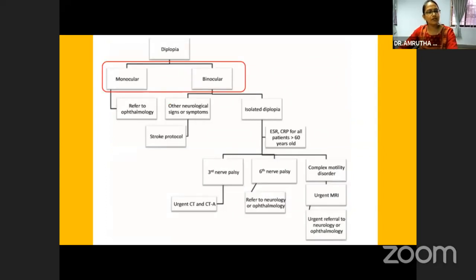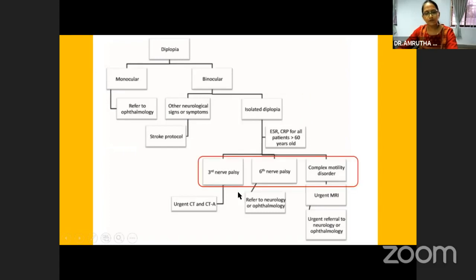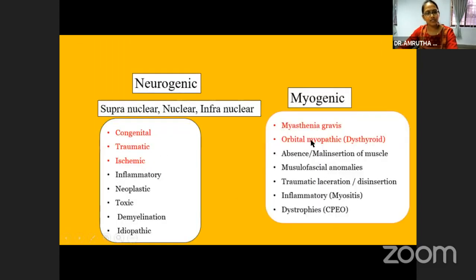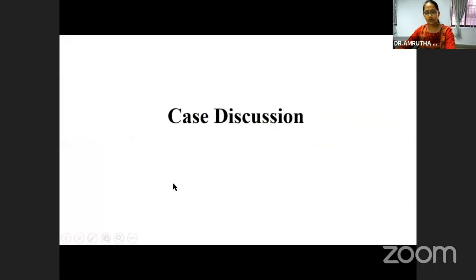So to recap, differentiate monocular diplopia from binocular diplopia. When you have neurological symptoms, have a neurologist consult, go in for imaging. Isolated palsies, do a detailed orthoptic evaluation, differentiate which cranial nerve or multiple cranial nerves, and decide on the imaging. When you have an older patient, go for blood investigations to look for giant cell arteritis. The most common causes are neurological, congenital, traumatic, and ischemic, and the most common myogenic origins could be myasthenia and orbital thyroid-related myopathies.